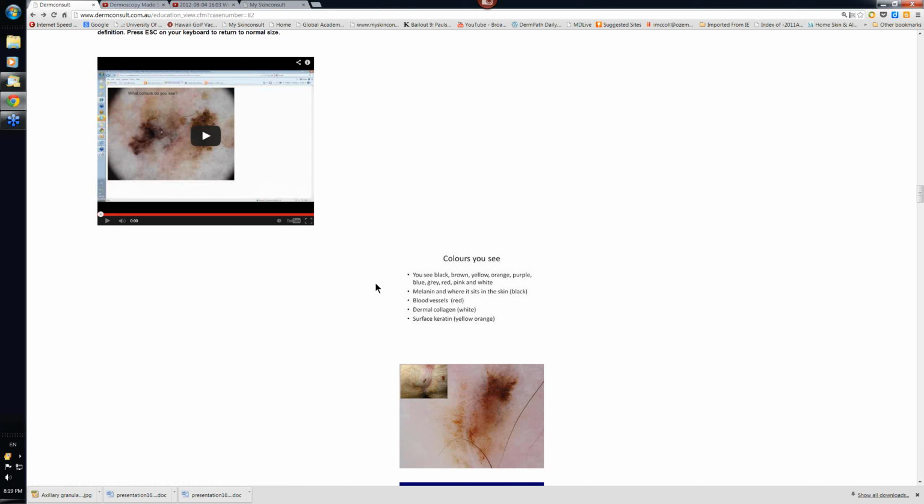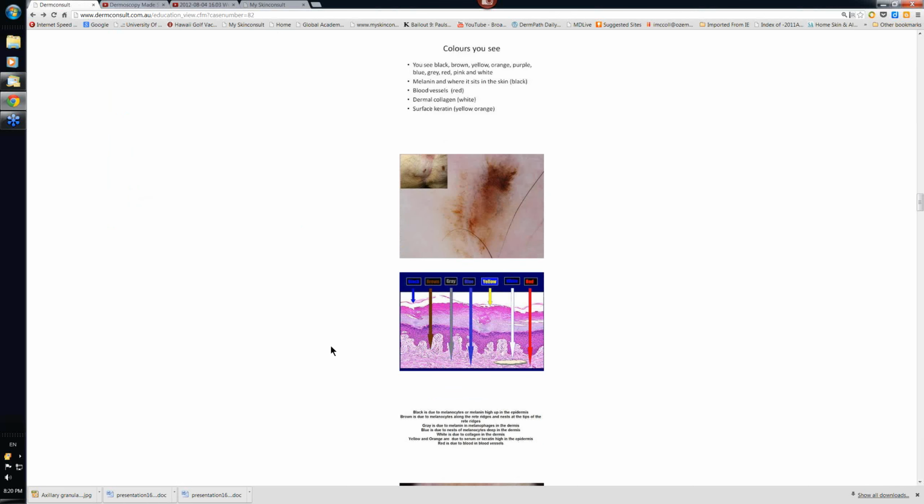The higher it is, the melanin right underneath the stratum corneum or in the stratum corneum looks black. Melanin at the dermal epidermal junction is a light brown color. Melanin in the melanophages in the dermis is gray. Melanin deep in the dermis is blue, like a blue nevus. So have a little look at that video on colors.